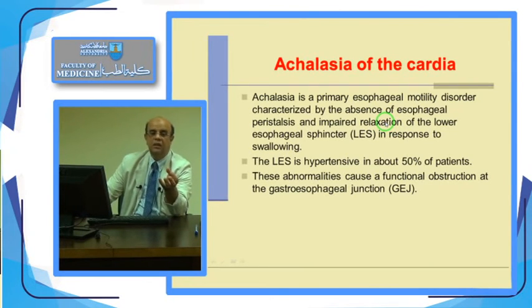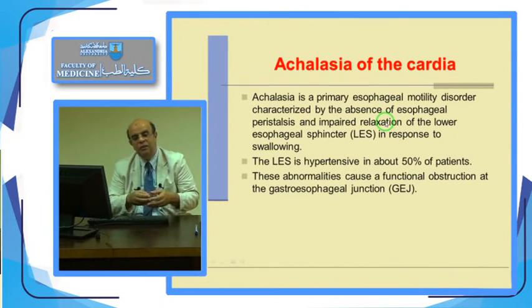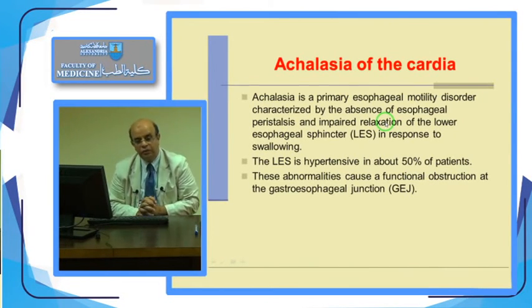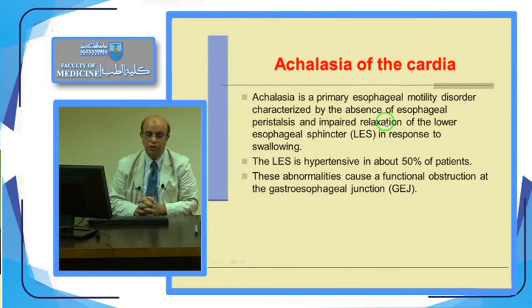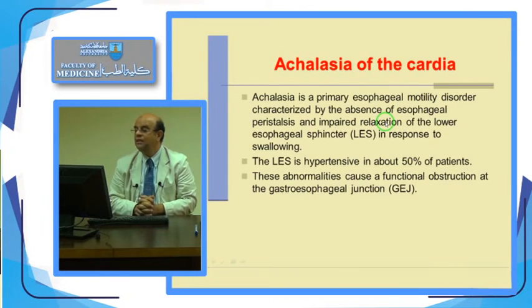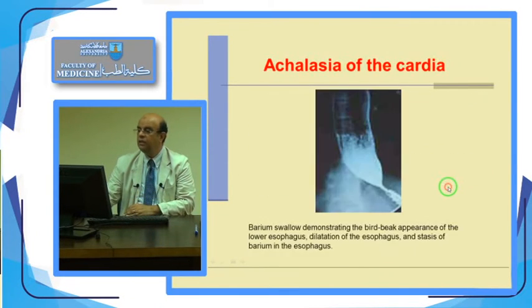It comes with gravity and its weight, and when it arrives at the lower esophageal sphincter, it is closed and does not relax, and the column of food increases the pressure. At this time, some of the food and contents in the esophagus pass into the stomach, making stagnation of food and contents in the esophagus, making it dilate and giving the sense of dysphagia. So the lower esophageal sphincter is hypertensive. These abnormalities cause a functional obstruction at the gastroesophageal junction.